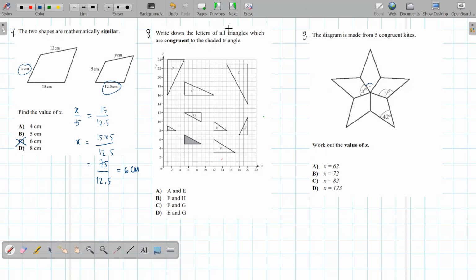Next question. Write down the letters of all triangles which are congruent. Congruent means they have the same shape and the same size. And we can just cancel this, cancel, cancel, cancel, cancel, and cancel. The congruent shape of this shaded triangle is G and E. So the answer is D.